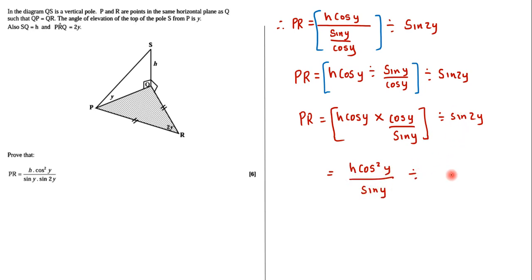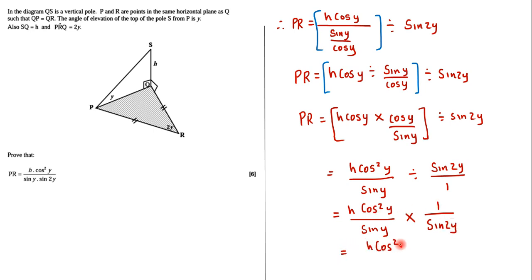Then right here, I have sine 2y, then I make this over 1. So I repeat what I did on that first part, but now I'm doing it on the second part. So I have sine y here, I change divide to multiply, and then I swap the second fraction. Then I multiply this with that, which gives me h cos squared y, and that with that gives me sine y multiplied by sine 2y, and that is my value for PR. And that's how we end this video.